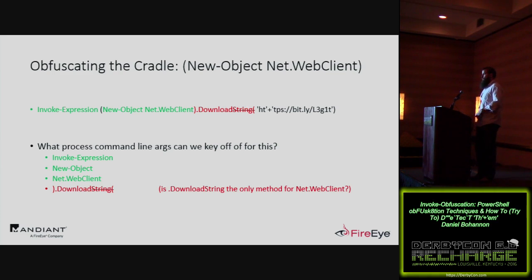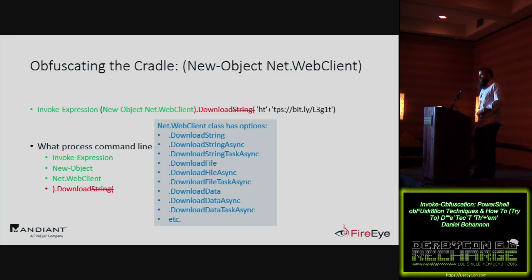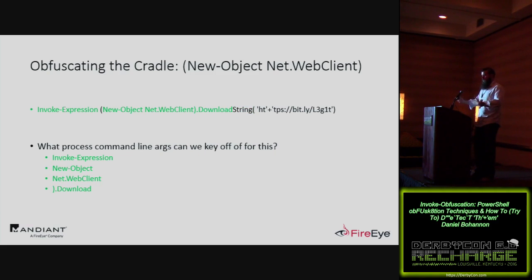DownloadString. Why could this be problematic? Net.WebClient is a .NET class, and DownloadString is a member of that class, but there are a lot of other members. A lot of commodity malware we see using DownloadFile, which brings it down to disk, but people typically use DownloadString because it keeps it in memory. DownloadData also does the same thing, just as a byte array, as a byte stream, so you have to basically convert it out of that. But we have actually seen attackers using this once or twice. So why don't we just say .Download as our indicator here?